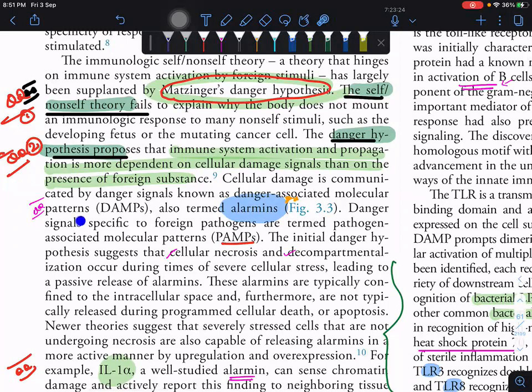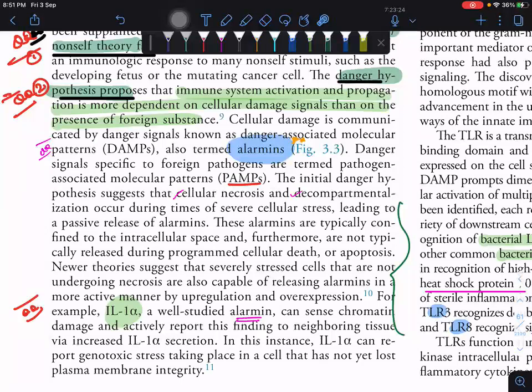That is DAMPs. DAMPs are also termed alarmins. Very, very important MCQ, many times asked in the exam. Alarmins are nothing but DAMPs, danger associated molecular patterns. They will ask whether alarmins are DAMPs or PAMPs.